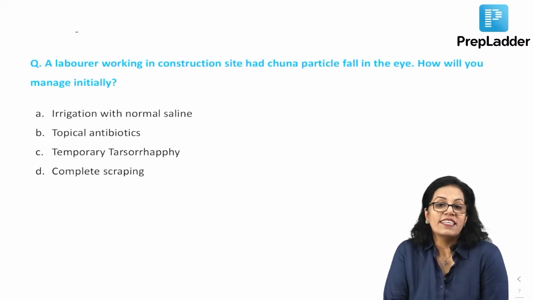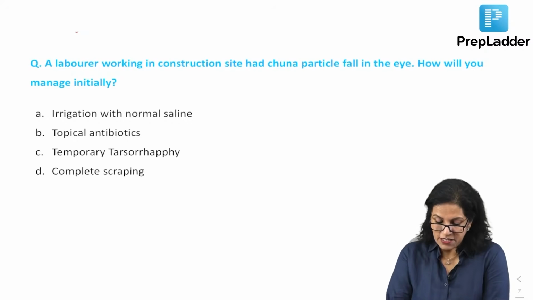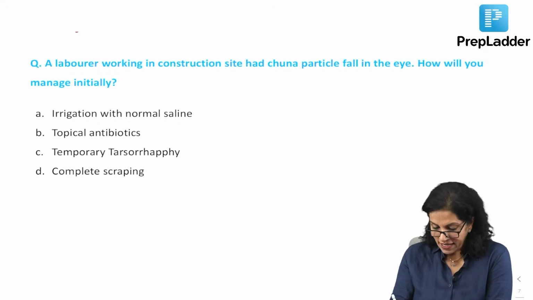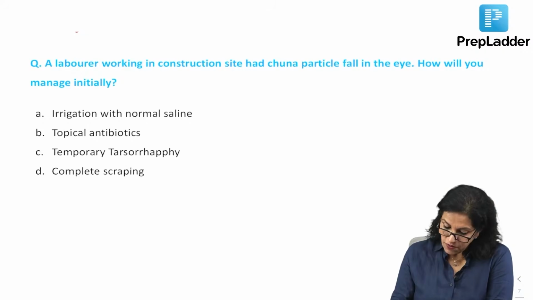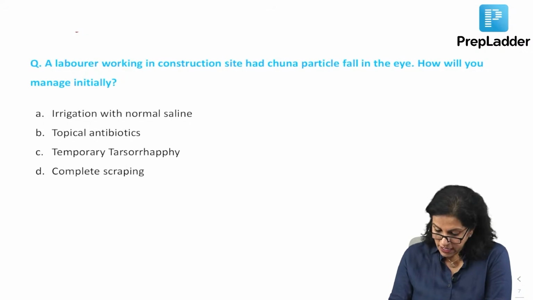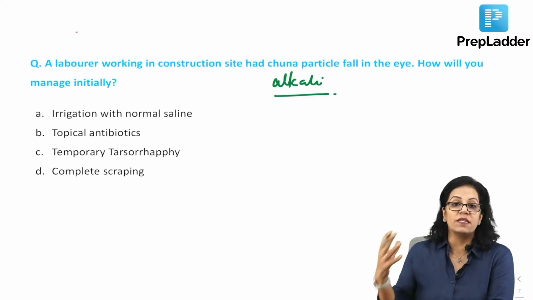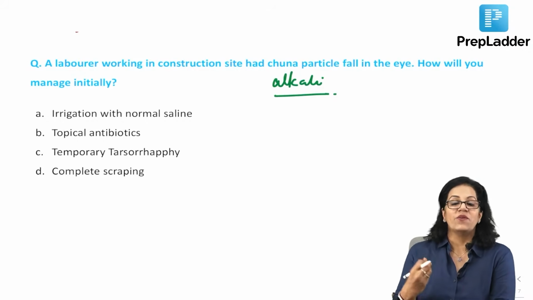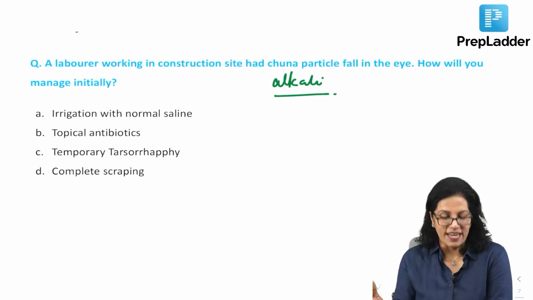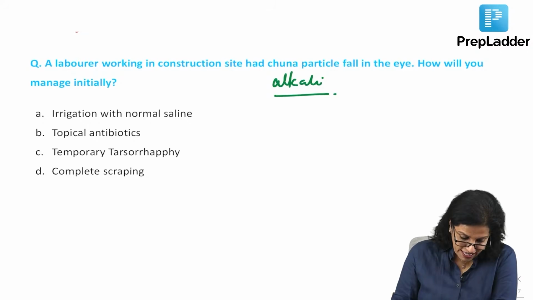Okay, we come to the next question. A laborer working in a construction site had tuna. So many times they have asked you this, this is a repeated question. Whenever you talk about chemical injury, tuna is alkali. So whenever this is in your eye, the first step should always be copious irrigation with double eversion of the lid. You can double evert it with a Desmarres retractor, right? So this will be irrigation with normal saline.